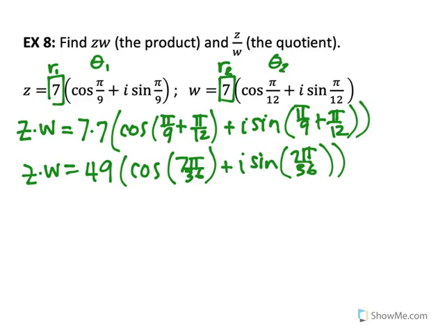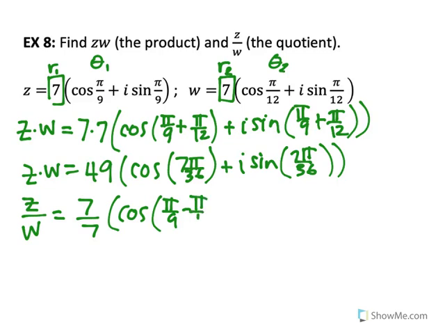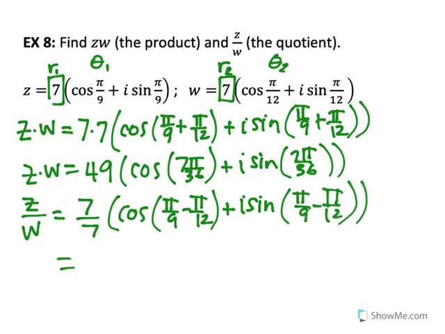It also would like you to take the quotient, z over w. So to do that, you take your 7 over 7, and then instead of adding those angles, we subtract them. And then all I'm going to do is simplify those. 7 over 7 is just 1. And pi over 9 minus pi over 12 gives you pi over 36.